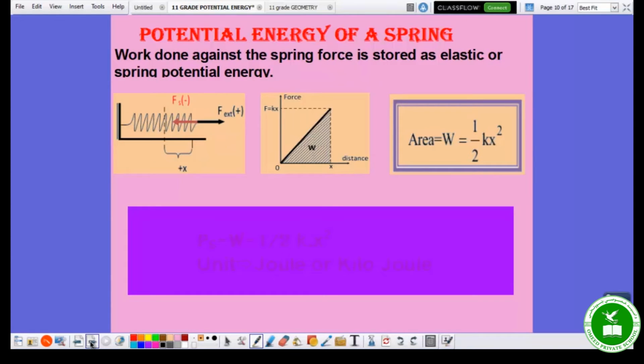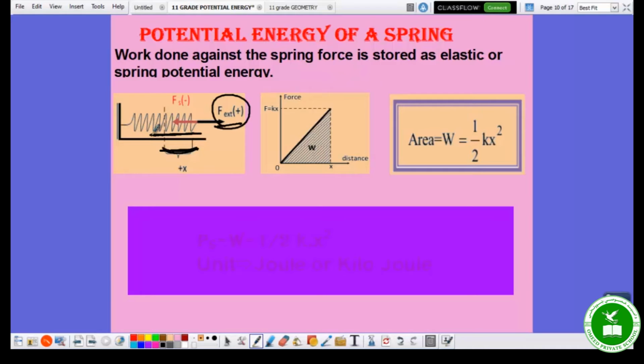Potential energy of a spring. If we do work on a spring, that work done will be stored as potential energy in the spring. For example, if we stretch this object by applying force and make some displacement, if force is there and displacement is there, then there is work done, and that work done will be stored as potential energy in this spring.